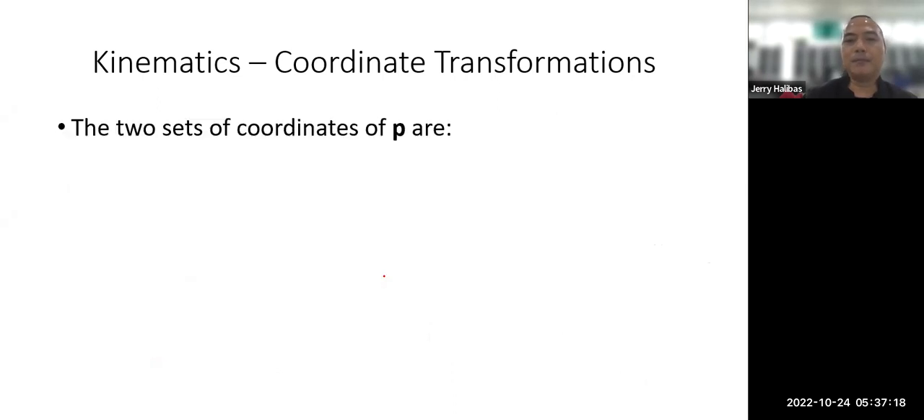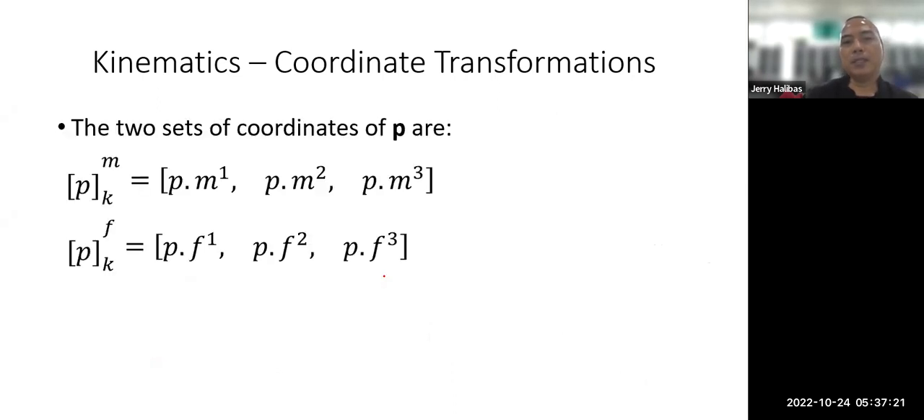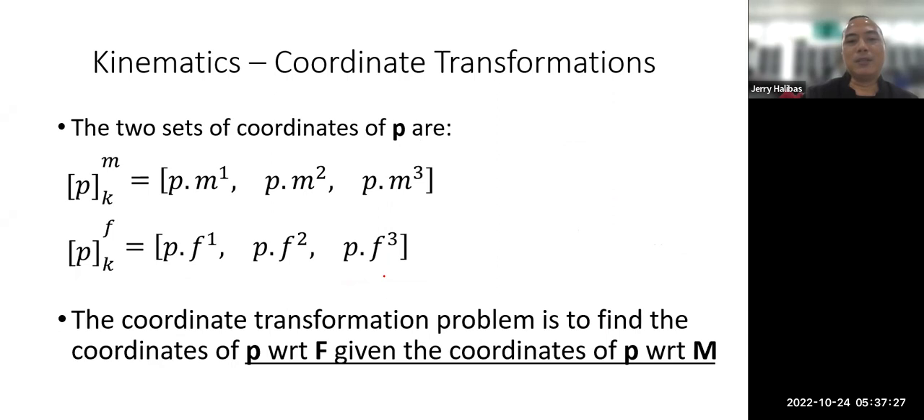So, these are the two sets of coordinates of P. So, the coordinate transformation problem is to find the coordinates of P with respect to F given the coordinates of P with respect to M. What is given between the two, the first or the second?